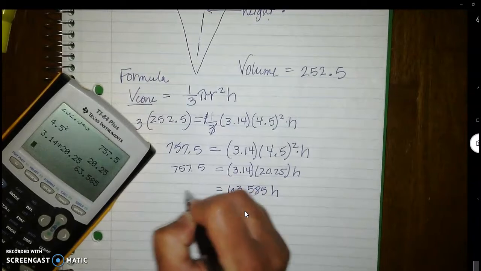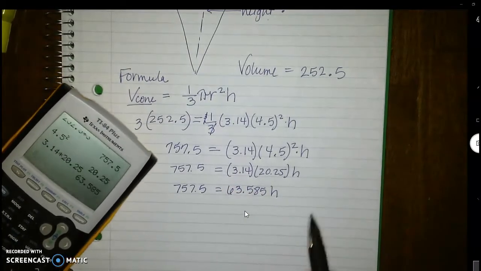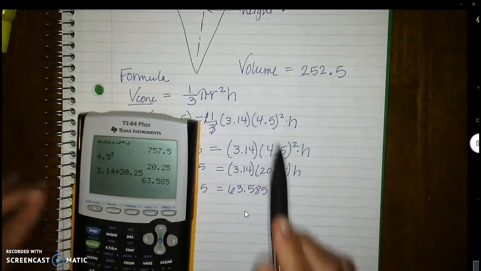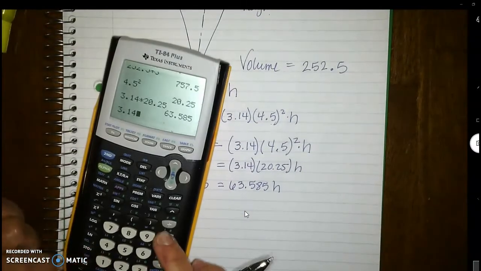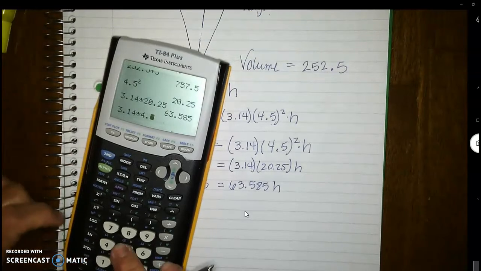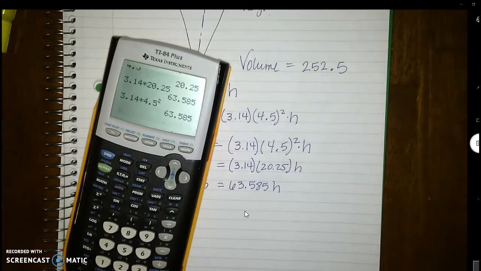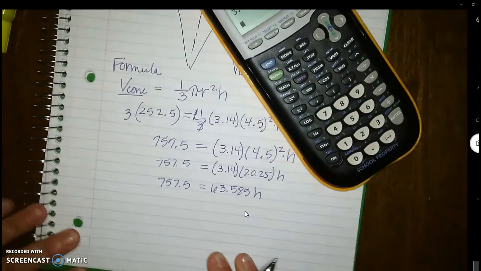63.585. Now, what if I did it all in one big giant step? What if I typed in 3.14 times 4.5 squared? Let me show you that really quick before we finish solving. So 3.14 times 4.5 squared, look at that, I get 63.585. So I'm at the same place. So you can absolutely do it in one step.